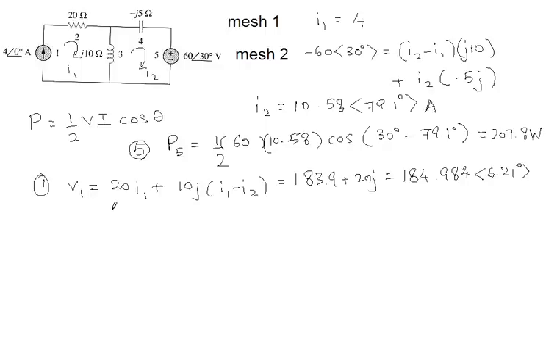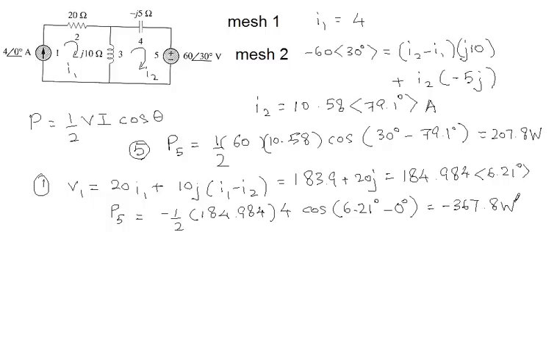This allows us to work out the power as minus half times 184.984 times the current I1, which is 4, times the cosine of 6.21 degrees minus 0 degrees, and this works out to be minus 367.8 watts.